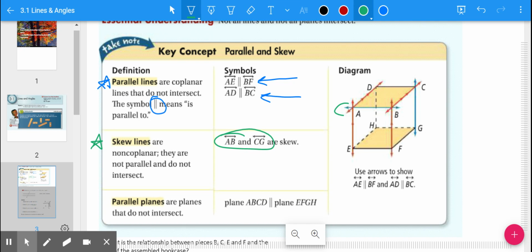So I'm going to draw that a little bit different here. But if you look at these two lines, they will never cross, but they're also not parallel because they're not in the same plane. And then parallel planes are planes that do not intersect. So you can see in the diagram the top and the bottom. Those are parallel planes for you.